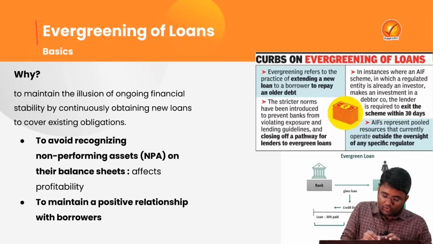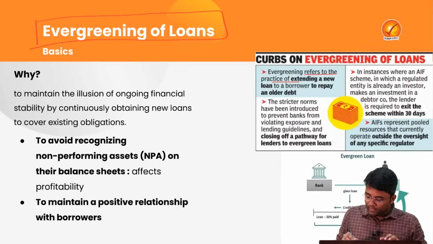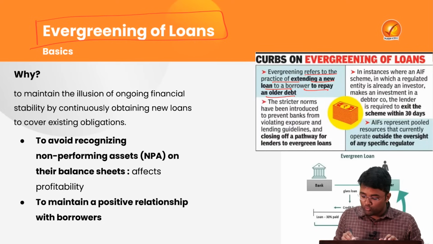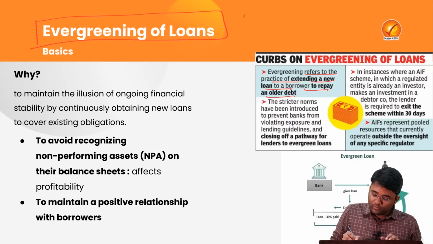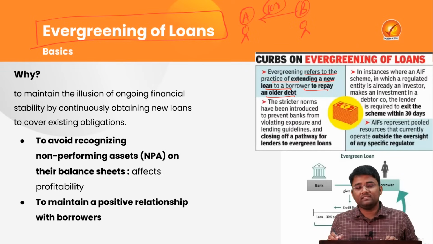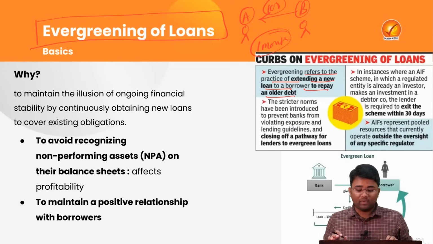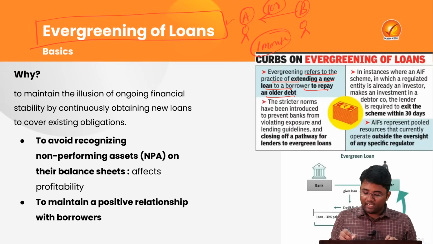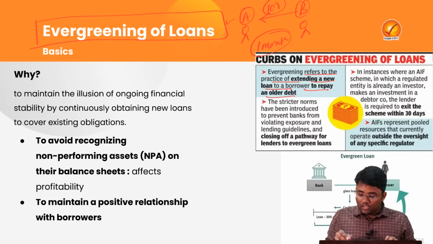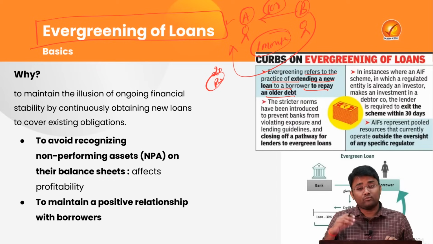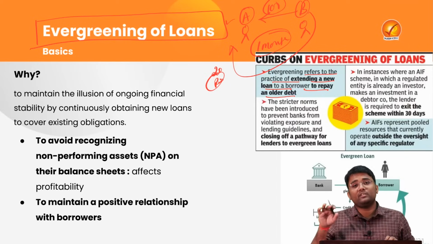So what does evergreening of loans mean? It refers to the practice of extending a new loan to a borrower to pay an older debt. Let's take an example: this is a person named A and this is a person named B. Now B has given a 100 rupee loan to A, and A has promised that he will return the money in 1 month. Now 1 month has passed, and it has been more than 1 month. A hasn't returned the money to B. Now B again gives 20 rupees to A, so that A returns that money.